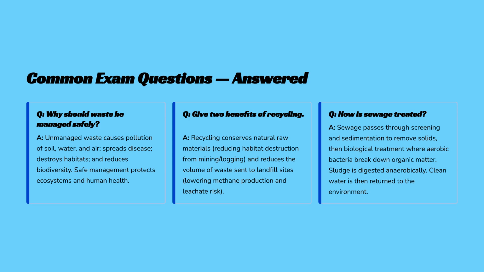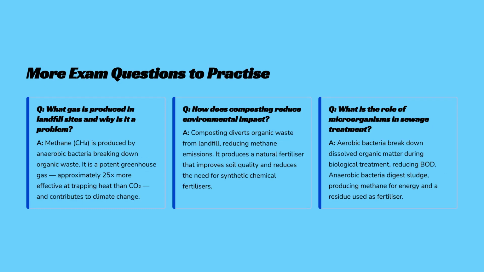What are the benefits of recycling? It conserves raw materials and reduces landfill use. How is sewage treated? Through physical and biological processes. Practicing more questions is vital. For example, why is methane a problem? It is a potent greenhouse gas. How does composting help? It diverts organic waste and creates natural fertilizer. And remember, microorganisms are essential for breaking down matter in both sewage and compost.